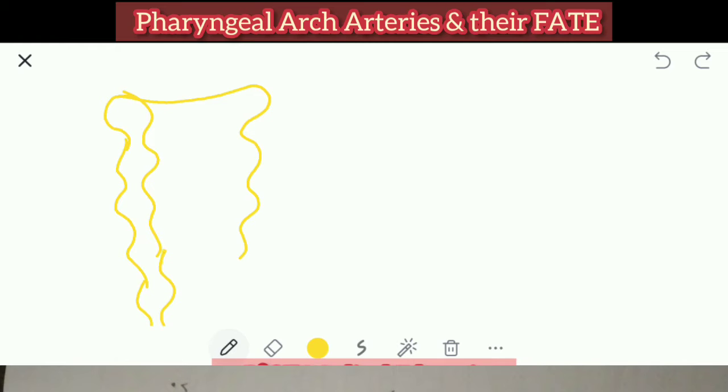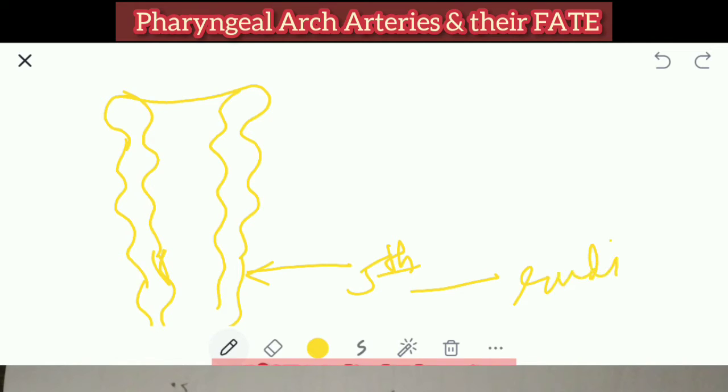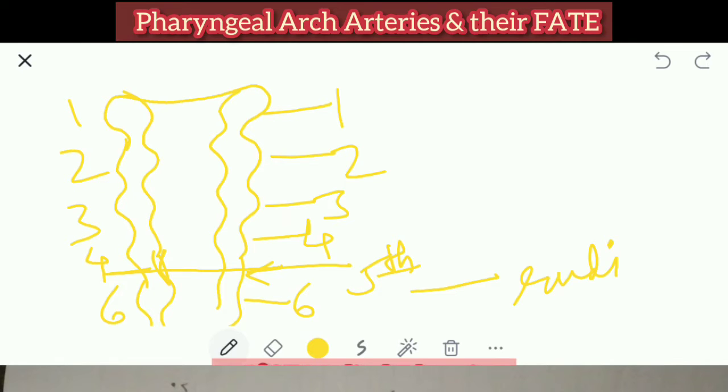The fifth arch got rudimentary. So this is first, this is second, this is third, this is fourth, and this is sixth. The fifth arch got rudimentary. On either side you have these arches 1 to 6. Each arch has its own artery. Those pharyngeal arteries develop.